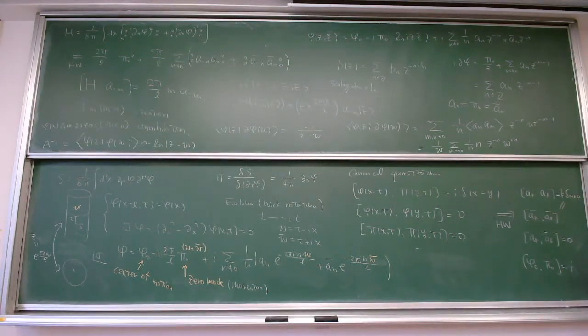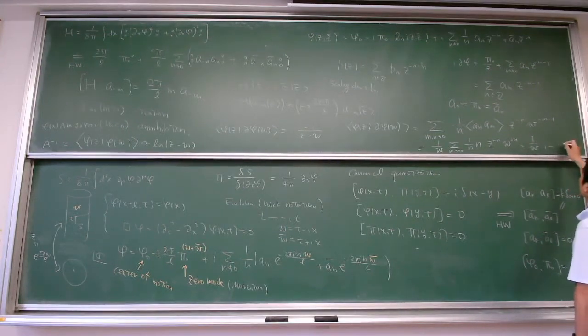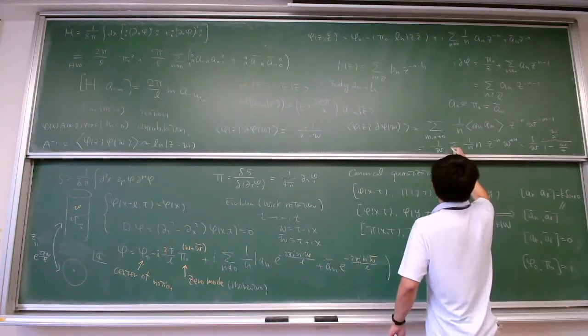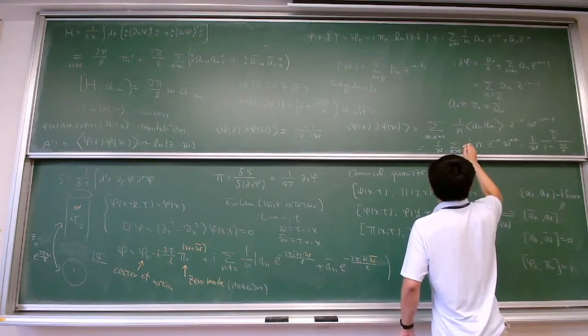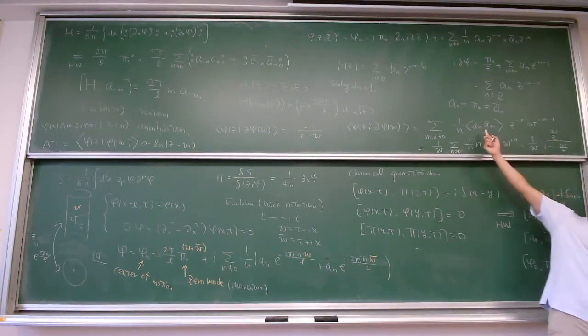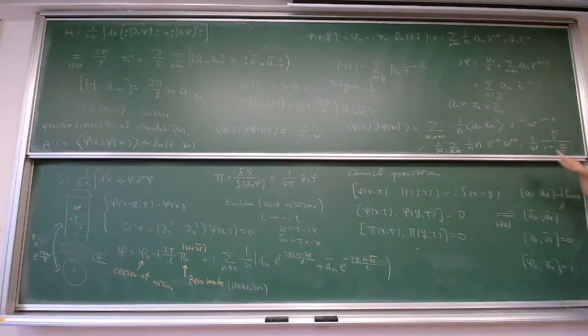Yeah, agree with that. So this one is indeed equal to 1 over w, 1 minus w over z divided by w over z, because of the geometric series. So the non-vanishing term really comes from m equal to minus n. So you just impose m equal to minus n here, and do the geometric series.